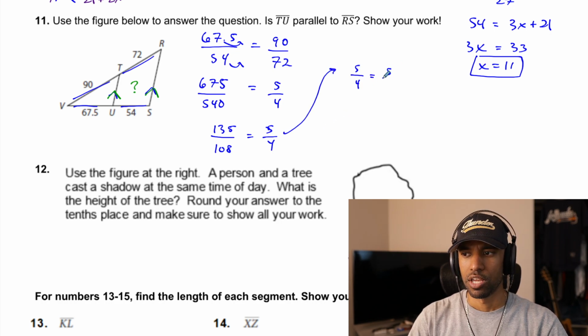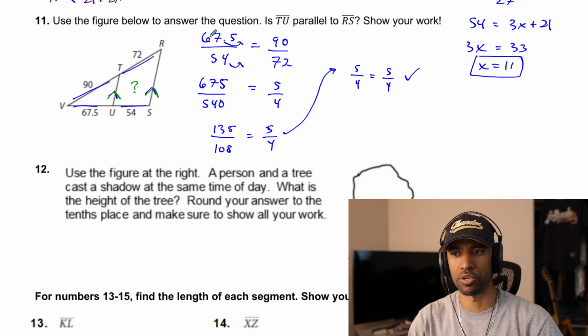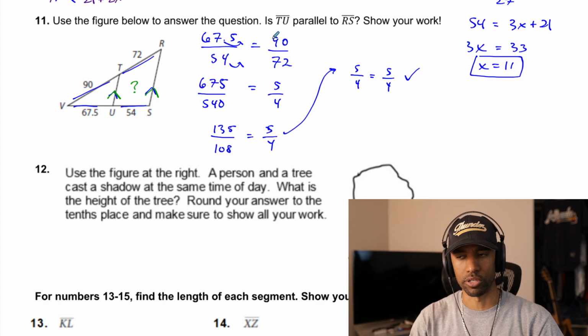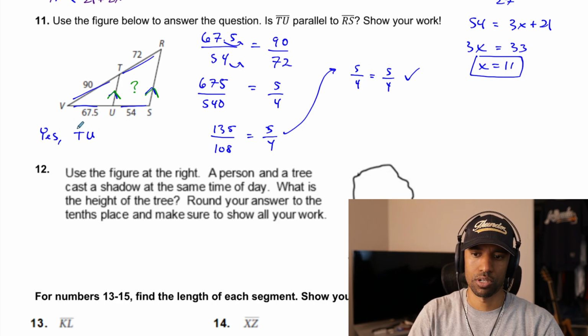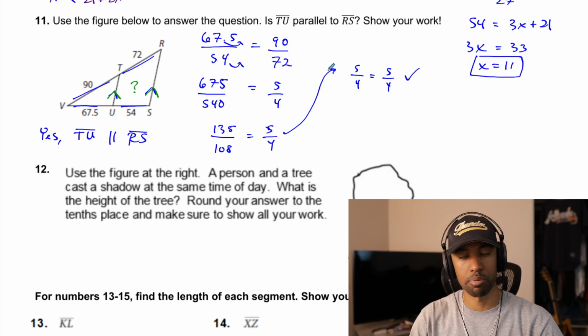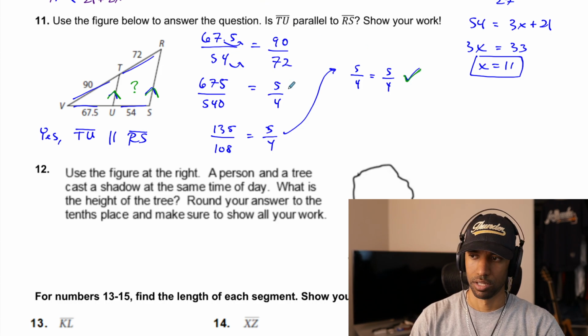5/4 equals 5/4. So again, it's me not using the calculator. If you use a calculator, you divide this. 5/4 is 1.25. So you get 1.25 here, 1.25 here. It checks out. This is me kind of saying I'm not going to use it if I don't have to. 5/4 equals 5/4. Therefore, yes, segment TU is parallel to segment RS. That is what we looked for. If these weren't in proportion, then it's not parallel. But they are. Green check.